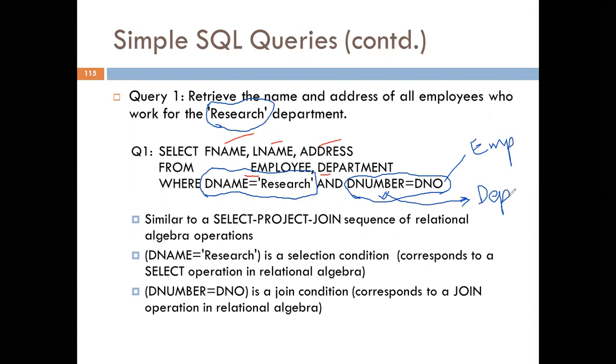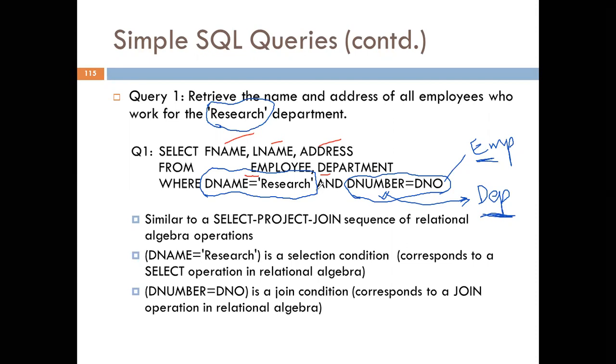So we will be joining 2 tables, employee and department, such that the condition of the join is the department number of employee table and the department number of the department table should be same. Once they are same, then we will apply the condition, that is department name should be research.